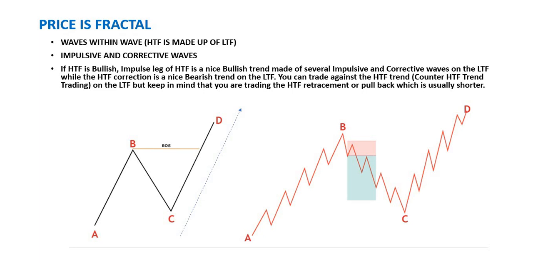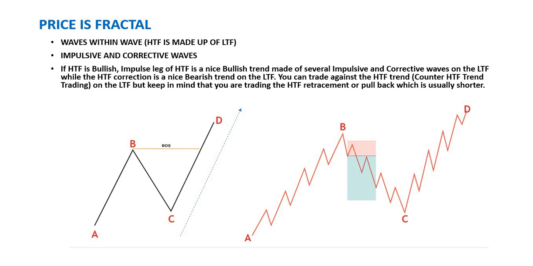Price is fractal. This could mean that there are waves within waves, or the higher time frame structure is made up of the lower time frame structure. And we recall the concept of impulsive and corrective waves. The impulsive wave is a wave in the direction of the trend, while the corrective wave is a wave in the opposite direction of the trend.